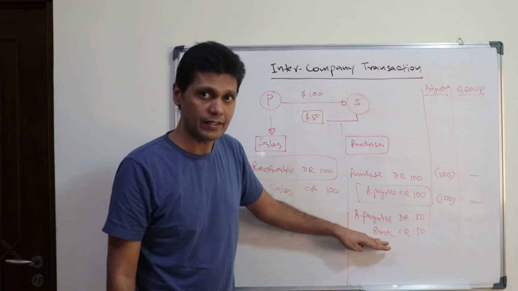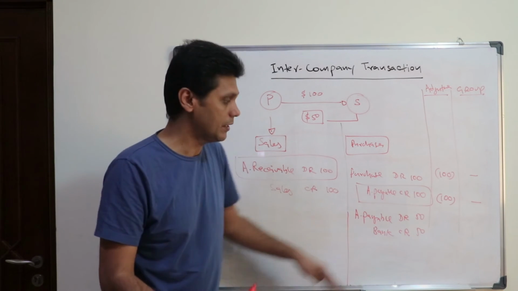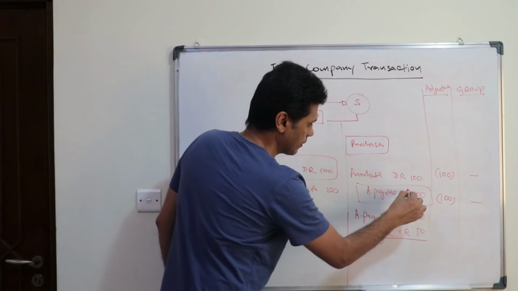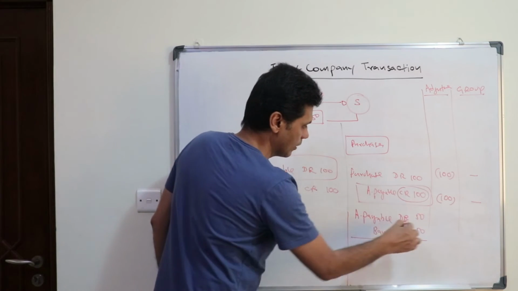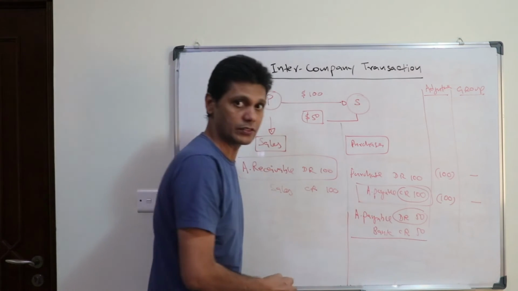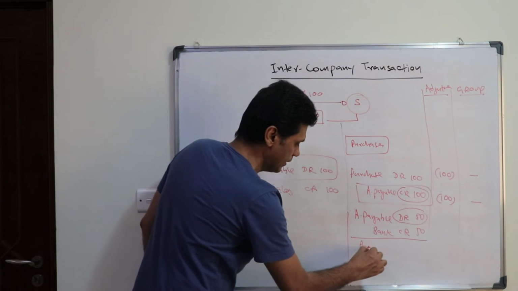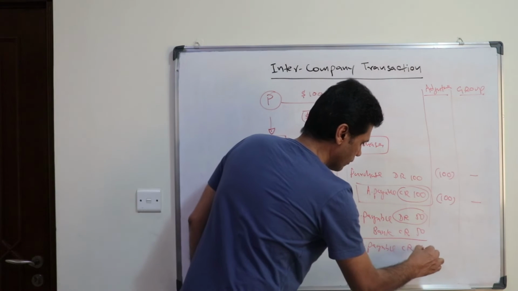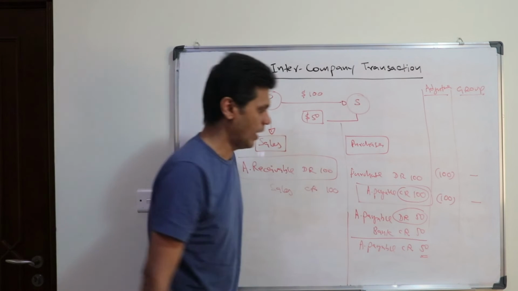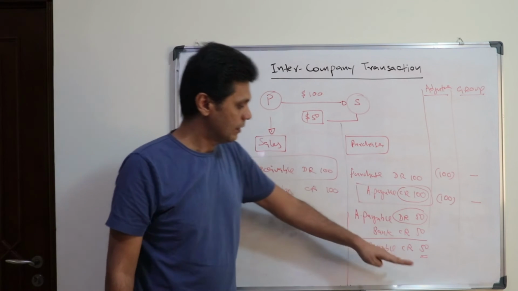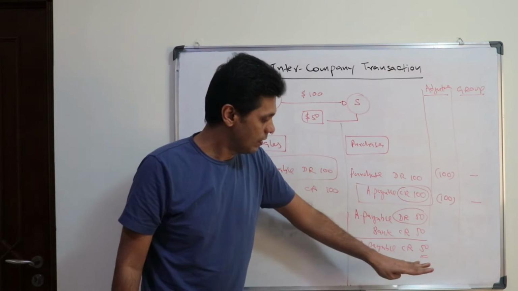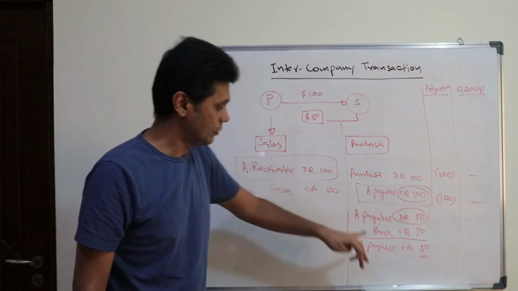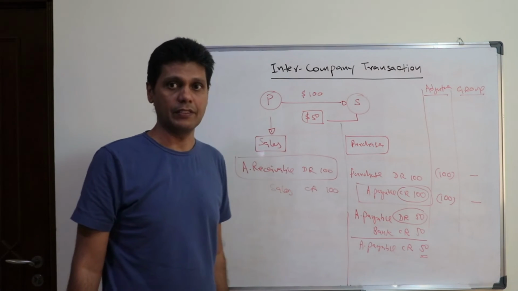As a result of that, at the end of the financial period, what will be the accounts payable? Accounts payable credit $100, accounts payable debit $50. So therefore, the net accounts payable will be credit $50. So at the end of the financial period, they have a balance of $50 due to be paid to the parent company.